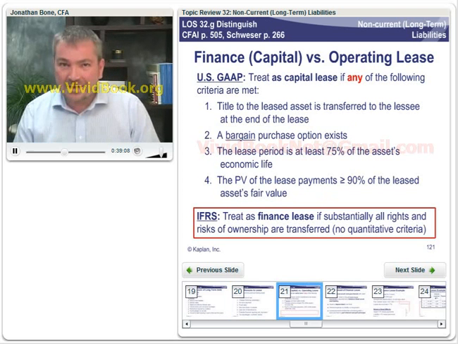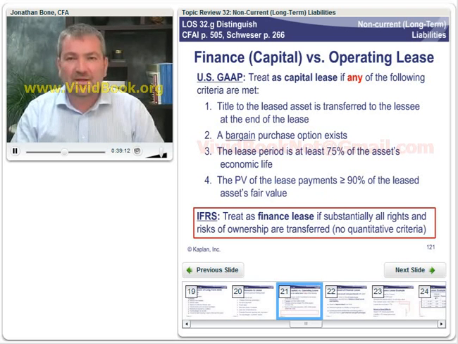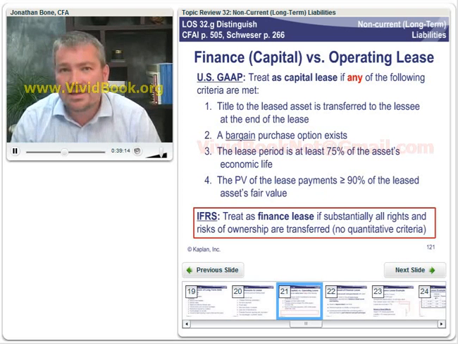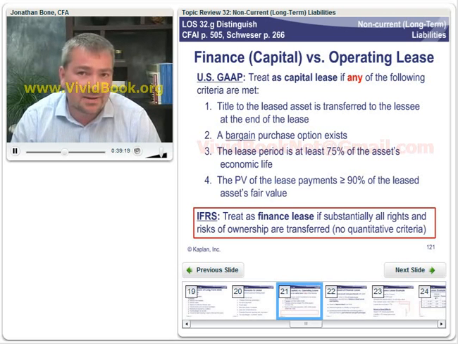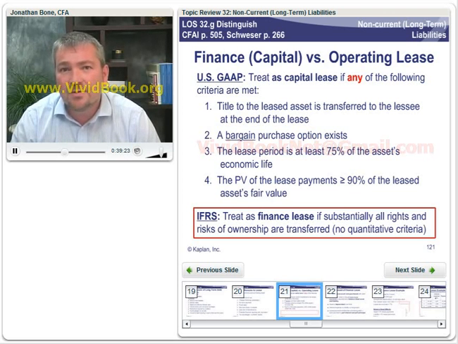So let's have a little look at finance leases versus capital leases. Finance lease, otherwise known as a capital lease, versus an operating lease. Now, the key point is finance and capital leases are going to have balance sheet recognition, whilst operating leases do not. Now, US GAAP here is far more prescriptive than IFRS. So notice it is a capital lease if the lease meets any of the following criteria. So it's not all, it's any of these.